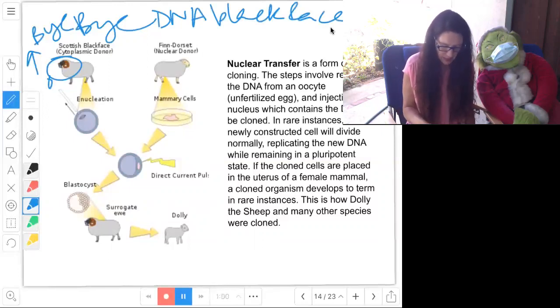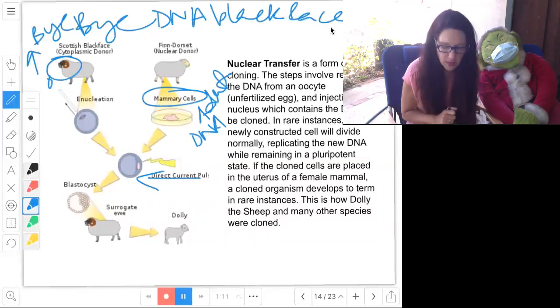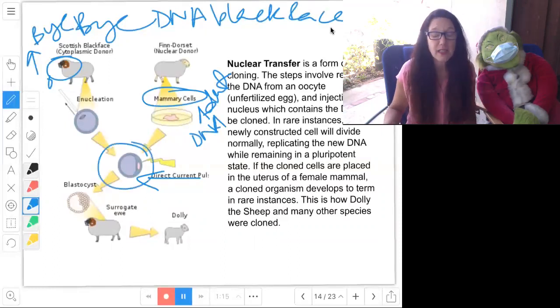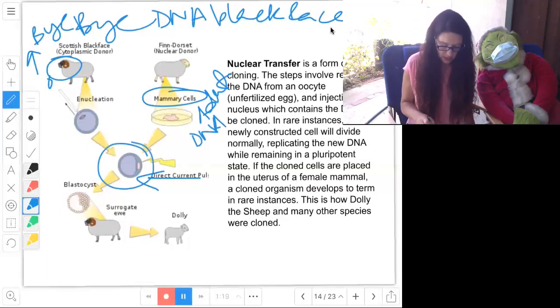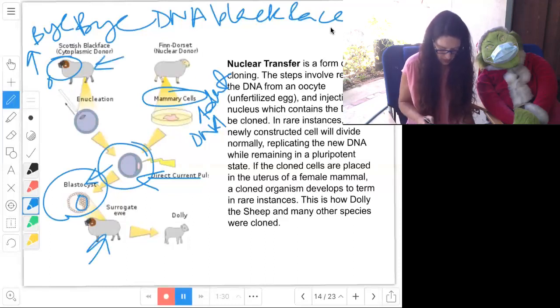they took mammary cells, which have all the DNA, they were adults, right? With all the chromosomes, all the DNA, and they zapped it right here into that egg with no nucleus. And woohoo, after lots and lots of tries, they got that DNA in that egg to go through mitosis, form that blastocyst, inner cell mass, right? Put them back in the uterus of the blackface.